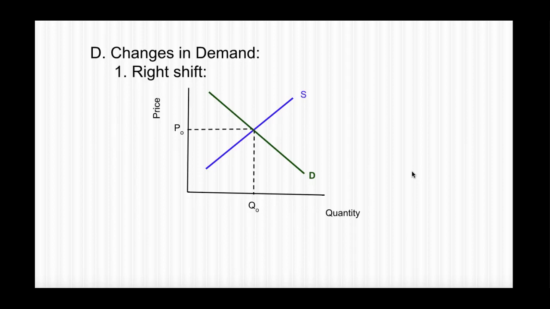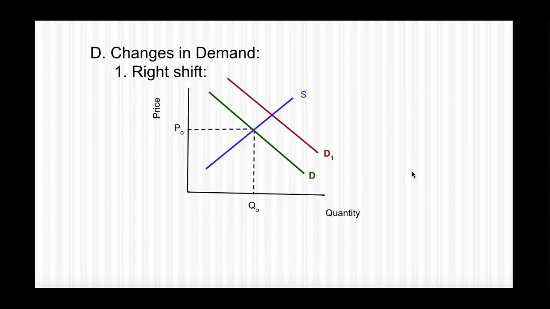Now, what happens when there's a right shift? Well, if you remember what causes demand to shift, so think about this. What are the 6 factors that cause a change in demand? Income, taste, substitutes, complements, market size, and expectations. So if, for example, the income of people goes up, or if people just like this product better, or if the price of a substitute goes up, or the price of a complement goes down, or hey, there's more people in the area, or if they're expecting the price to go up in the future, all of those things will cause a right shift in demand.